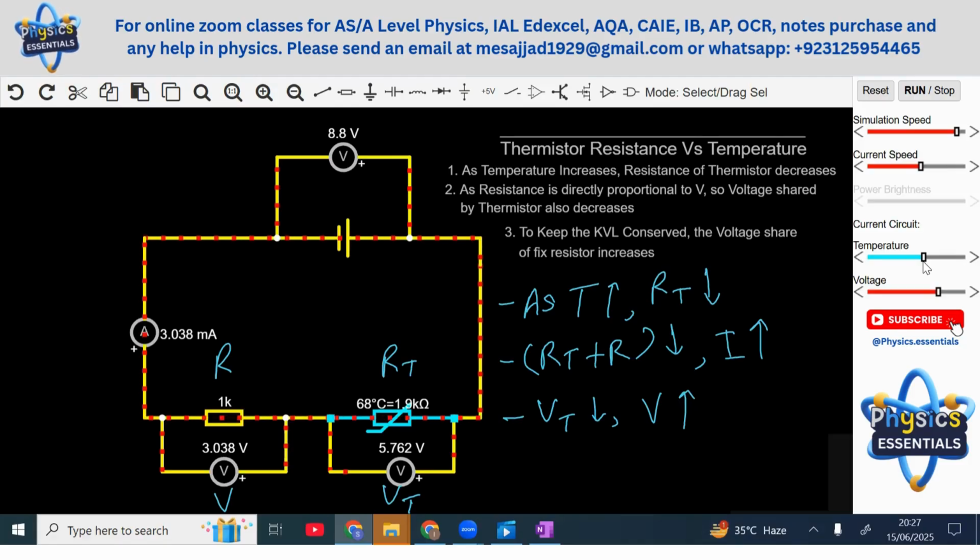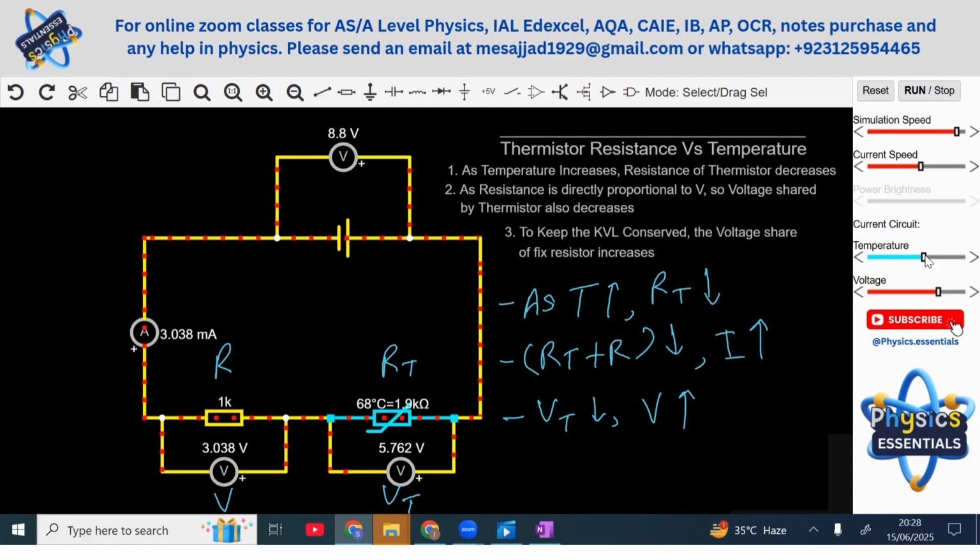Okay. So since the voltage share by the thermistor is rising, the voltage share of the fixed resistor is decreasing, which is V. And since the overall resistance of the circuit is rising because both resistors are connected in series, when both resistors are added up and the total resistance of the circuit is rising, the total current of the circuit is falling, because current is inversely proportional to resistance.